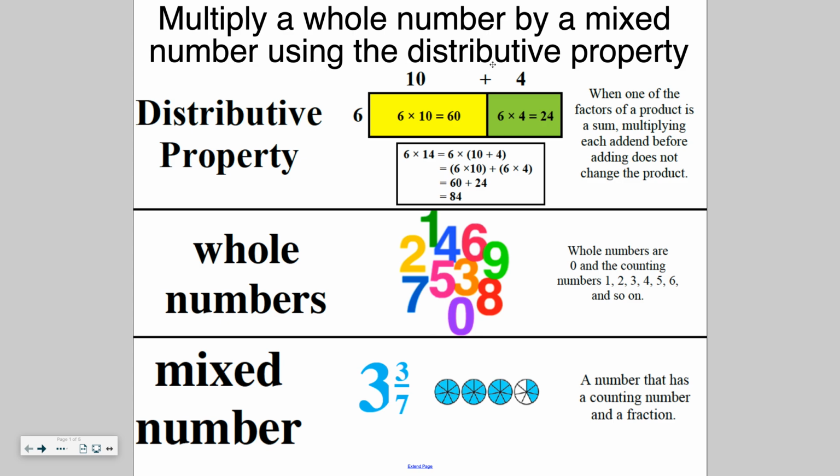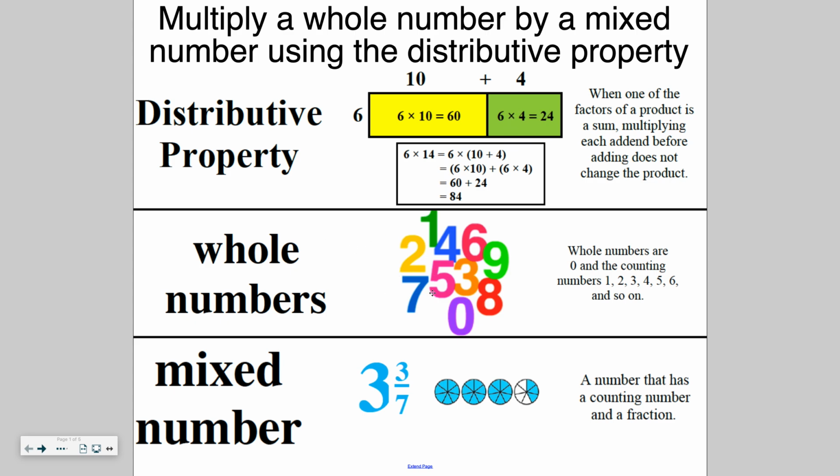mixed number using the distributive property. So I just want to go over a few vocabulary words, especially the distributive property. This is simply when you break apart a number in order to be able to multiply it easily. I say multiply because that's what we're going to be focusing on today, but you can use it in other ways. So for example, if I wasn't sure how to multiply 6 times 14, one thing I could do is 6 times 10, and then 6 times 4. So I break apart the 14 to make it easier to multiply, and that's going to help us multiply the mixed number in this case.